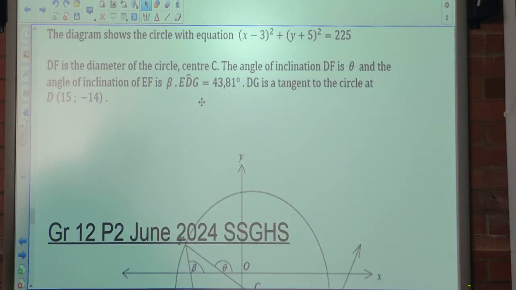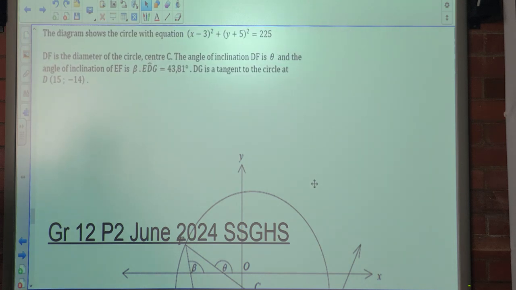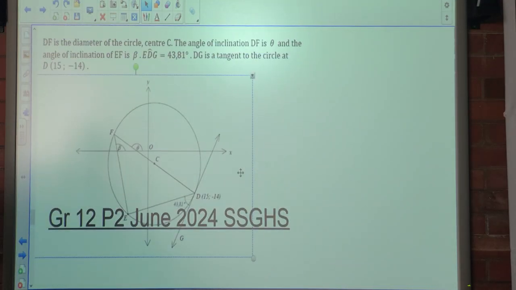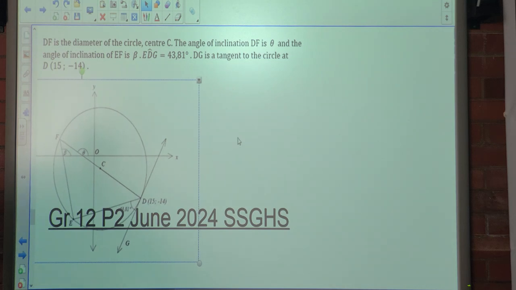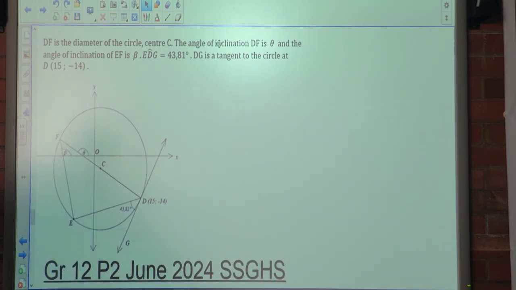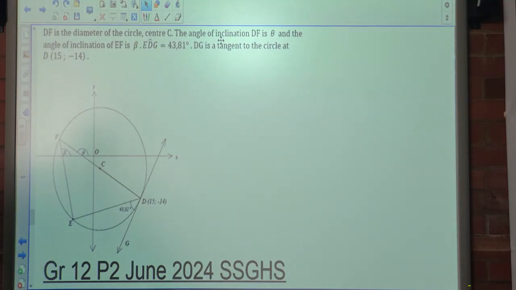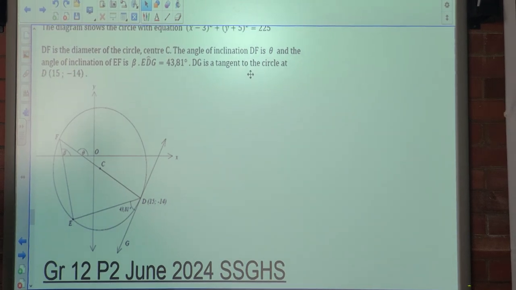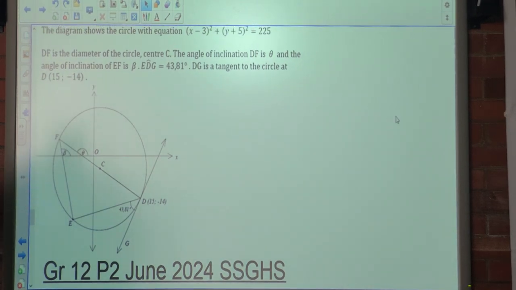People, question 4. The diagram shows a circle with the equation (x minus 3) all squared plus (y plus 5) all squared is equal to 225. Let's make this a bit smaller. So DF. We are told that DF is the diameter.